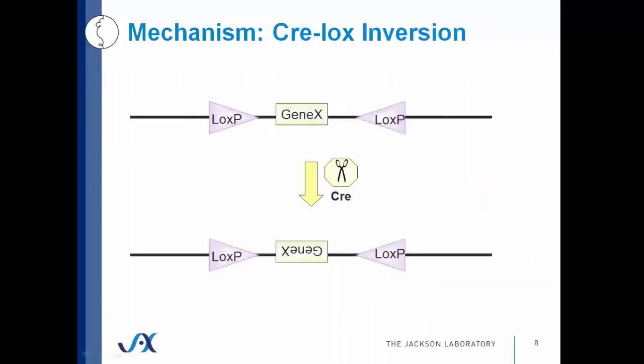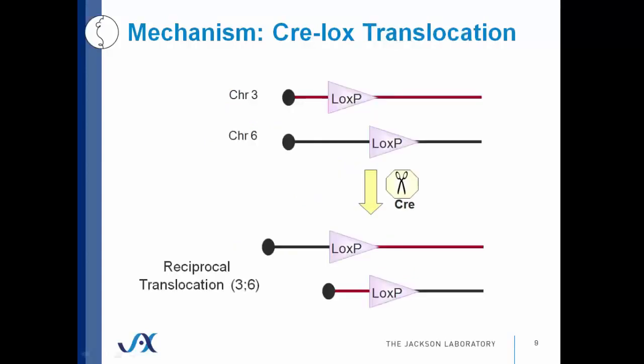If the two LOXP sites are put into the opposite orientation, so they're facing opposite, then the Cre recombinase will actually invert the DNA, so it essentially flips it over. Not as common a use, but there are a lot of really relevant uses for doing such a thing. If you have the LOXP sites on two different chromosomes, then you can use the Cre-lox system to generate translocations, where the Cre recognizes the two LOXP sites and recombines the DNA, thereby translocating the two arms of the chromosome. It can be used to mimic those chromosomal aberrations that you find in human diseases, like some cancers and some developmental issues as well.